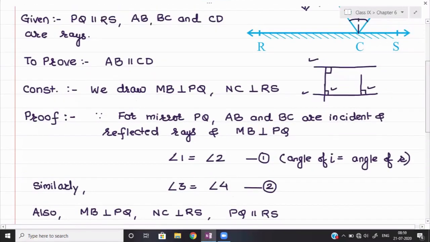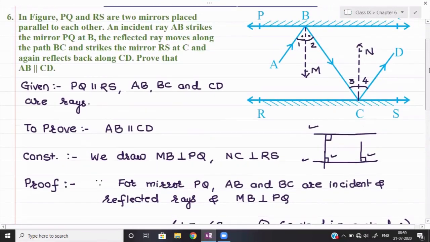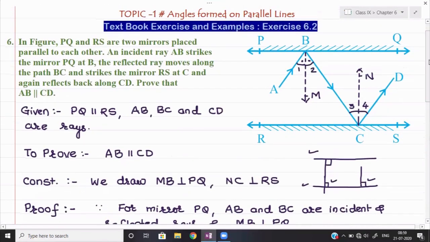Now see it carefully. MB and NC, if they are parallel, now you need to focus on those two lines only. I will draw a figure for you separately, so please see the figure which I am drawing separately for you. For that, let me rub this figure first.